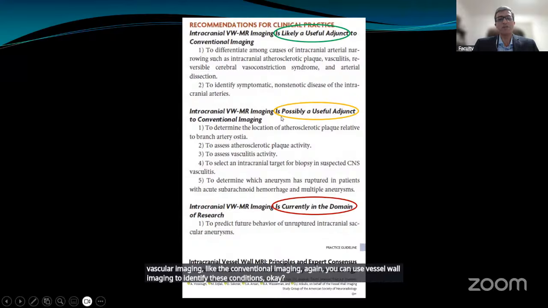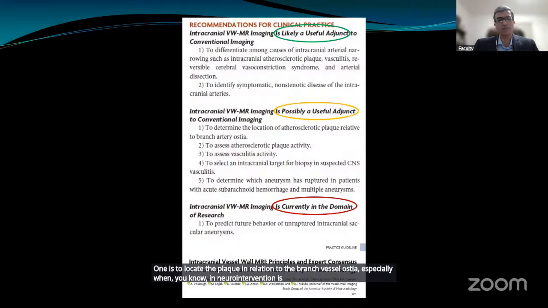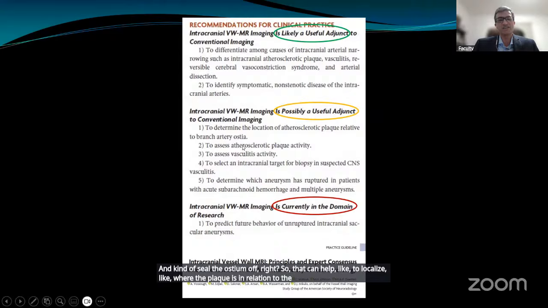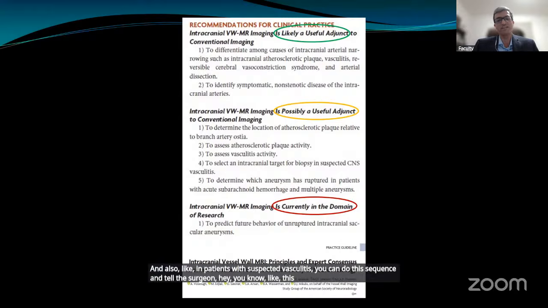Okay, and where it can be possibly useful as an adjunct, one is to locate the plaque in relation to the branch vessel ostia, especially when neurointervention is considering angioplasty or something. You don't want to angioplasty a plaque which is close to an ostium and kind of seal the ostium off, right? So that can help localize where the plaque is in relation to the ostium. Another thing is to assess the atherosclerotic plaque activity when the patient is put on treatment, similarly vasculitic activity. And also in patients with suspected vasculitis, you can do this sequence and tell the surgeon, oh, hey, this area, probably if you biopsy, the yield would be higher.